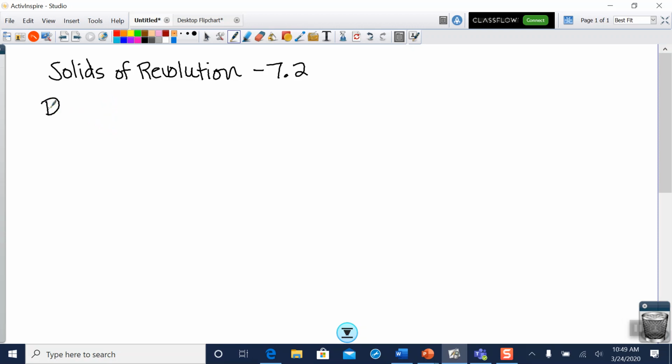For the disk method, which is what we're talking about today, you can have either a horizontal or vertical axis of rotation. And today we are just going to focus on practicing getting our feet wet with a horizontal axis of rotation.